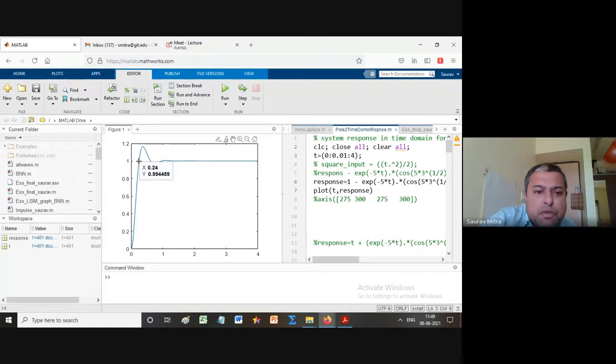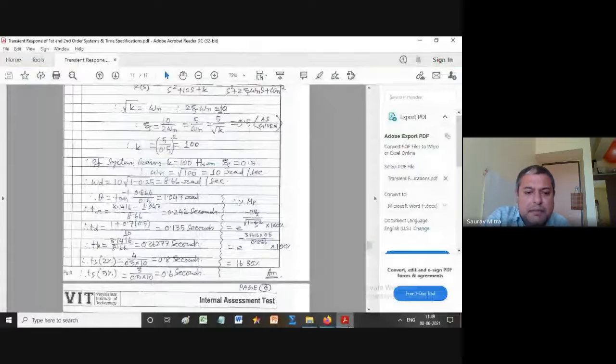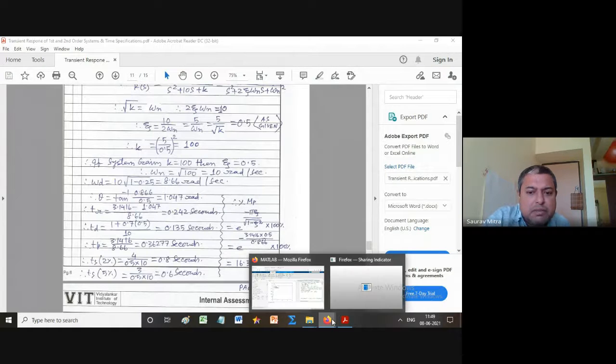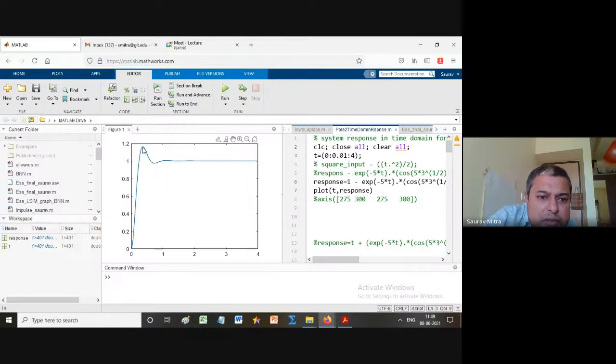This is 0.24. Okay, this is 0.242. Peak time, how much was the peak time? Peak time was 0.36277. So let us just find out what is the peak time here. So peak time is somewhere here. Okay, 0.36, it should come. A little bit here and there it might happen. So it is coming to be 0.37. These are the 3 things.